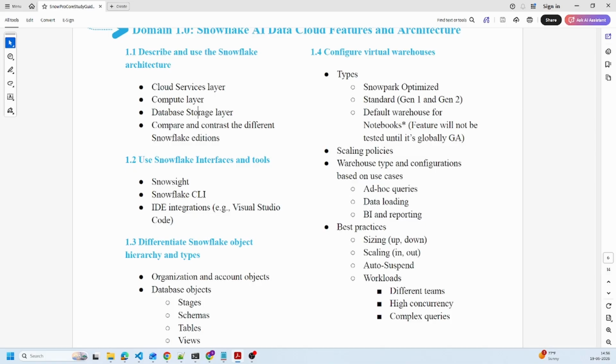Now, here's where people get tripped up. Clustering does not create indexes. It does not reorder rows in the way traditional databases do. Clustering simply helps Snowflake maintain micropartitions in a way that improves pruning. And the exam will absolutely test whether you understand when clustering helps, when it doesn't, and when it's actually a bad idea. High cardinality columns, usually not great. Columns frequently used in filters, much better.